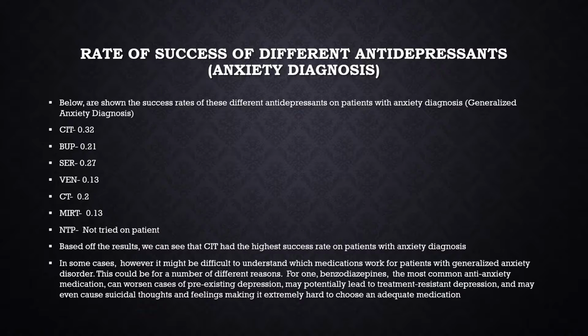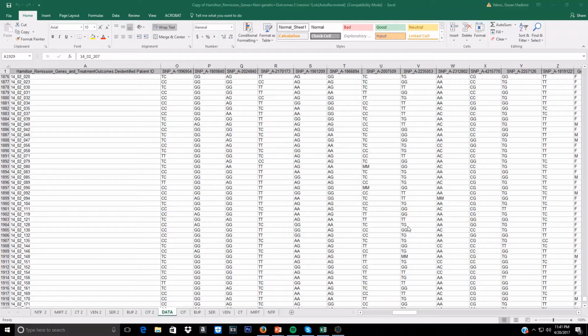To start off, this could be for a number of different reasons. For one, benzodiazepines, the most common anti-anxiety medication, can worsen cases of pre-existing depression, which may potentially lead to treatment-resistant depression, and may even cause suicidal thoughts and feelings, making it extremely hard for doctors to choose an adequate medication.